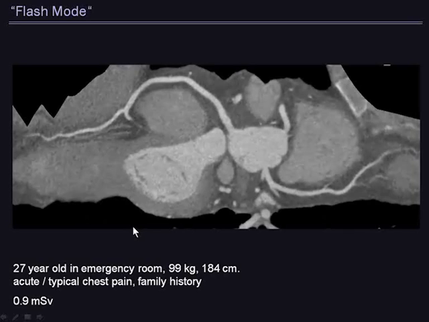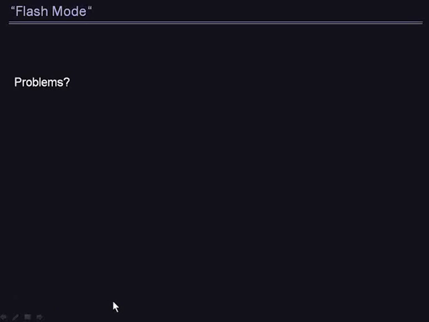Especially in the young patients, we want to keep dose low. Here's an example of a 27-year-old patient who came to the emergency room. Body weight was 99 kilograms, so that's not a very slim patient. Had chest pain and a family history of coronary artery disease. CT was used to rule out coronary artery stenosis, as you can see in this reconstruction, and the dose was only 0.9 millisieverts, definitely less than an invasive coronary angiogram would have been.